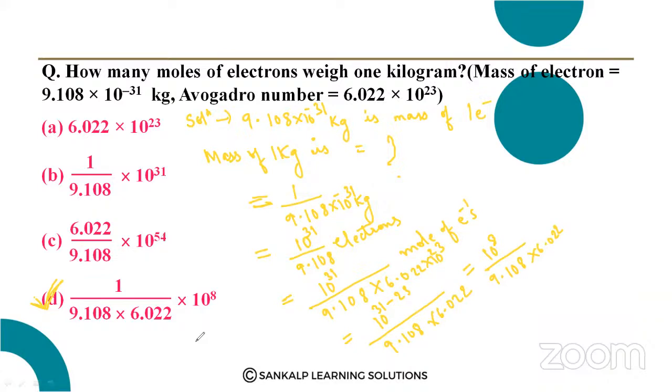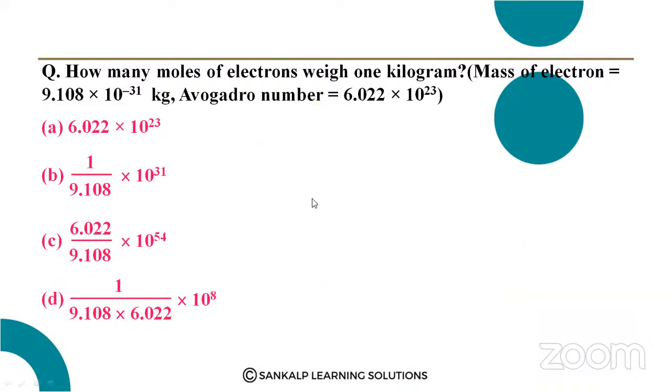Then what you have to do? You have to divide it by Avogadro's number. So these many electrons are present, or these many moles of electrons are present in 1 kilogram. Okay, so this is the correct answer. So this is the way you have to solve this particular question. So we'll go for the next one.